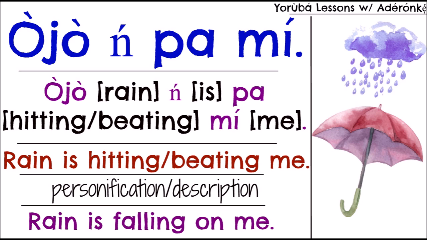Rain is. Pa is to eat or beat. Mi is me. That's why you probably hear a Nigerian, specifically a Yoruba person, say, rain is eating me or rain is beating me. We like to personify. Ebin pa mi. Hunger is killing me. Hunger is making me suffer. I'll get to it soon. Rain is beating me. Rain is eating me.